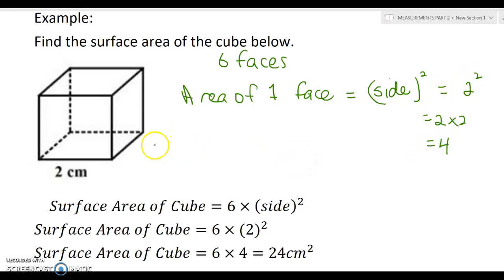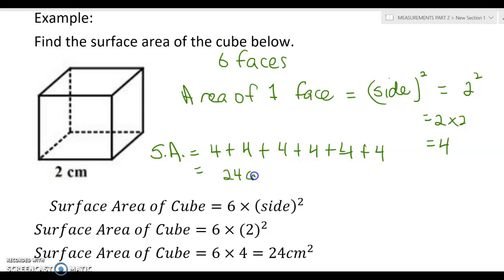And now if you want, you could say the total surface area, I'm using SA for surface area, would be 4 plus 4 plus 4 plus 4 plus 4. 1, 2, 3, 4, 5, one more time for the 6th face. And then we get 24 cm squared. Or you could just use this formula here: 6 times side squared. Same answer you're going to get, right?